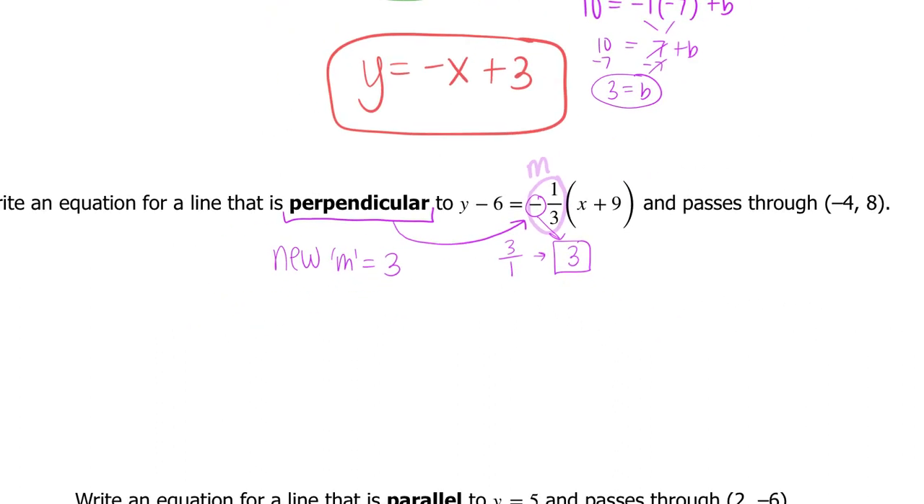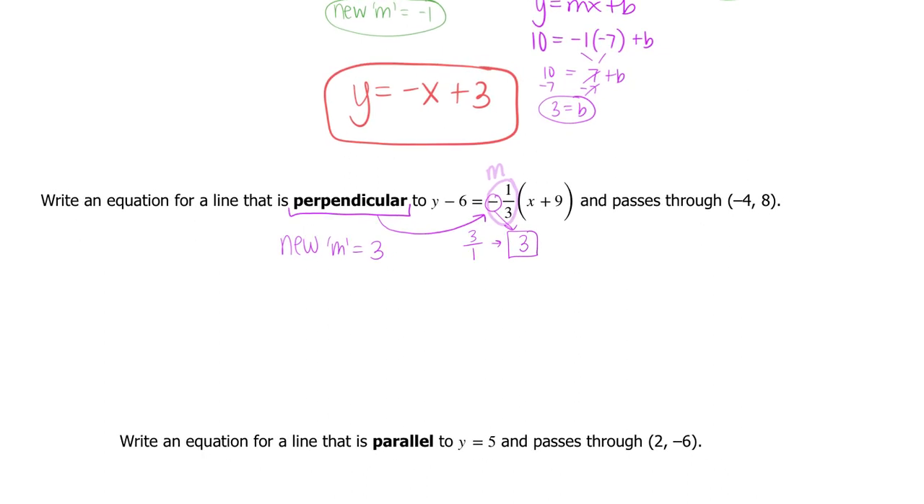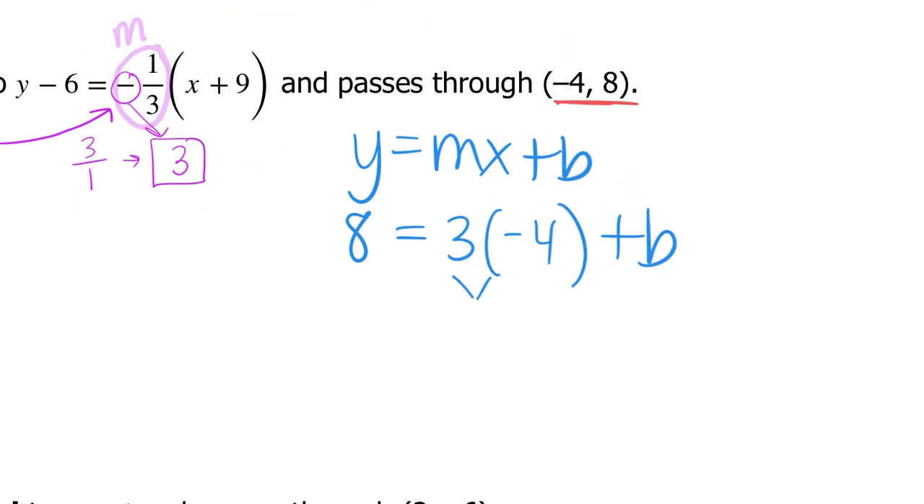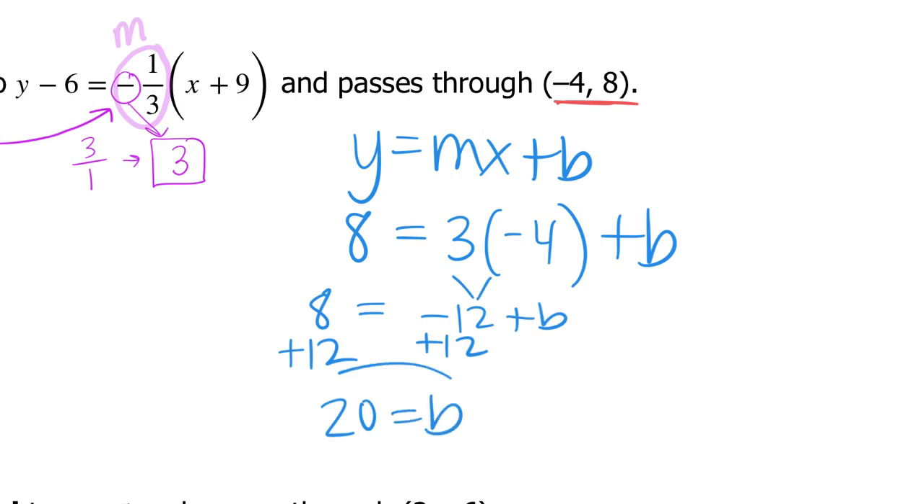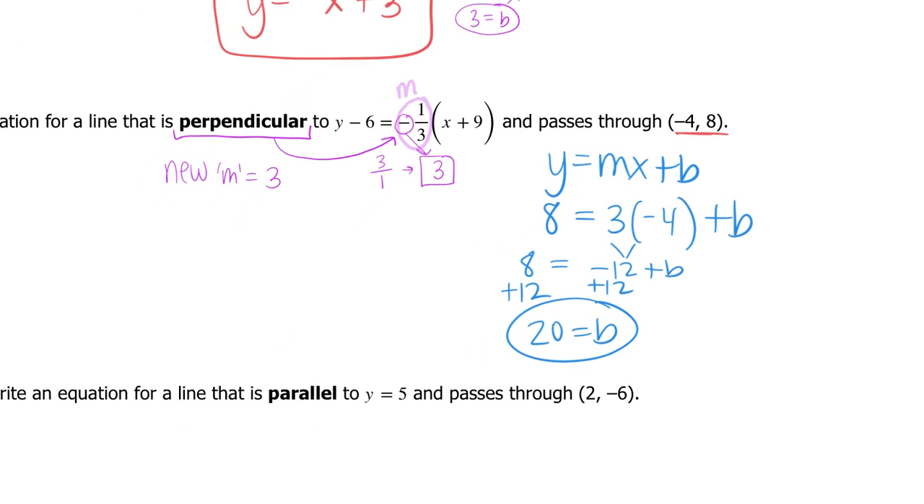All right, and then we're going to use our point. It says negative 4, 8. Let's go ahead and plug that into our slope-intercept form. So we have y equals mx plus b. The y is 8, our slope is 3, and our x is negative 4. Then we'll solve this for b. This would turn into negative 12, and then we add the 12, so we get b equals 20. So there's your y-intercept, and then we can go ahead and make our equation. So y equals, make sure you're always using your new slope. Your new slope is 3, so it'd be 3x plus 20.